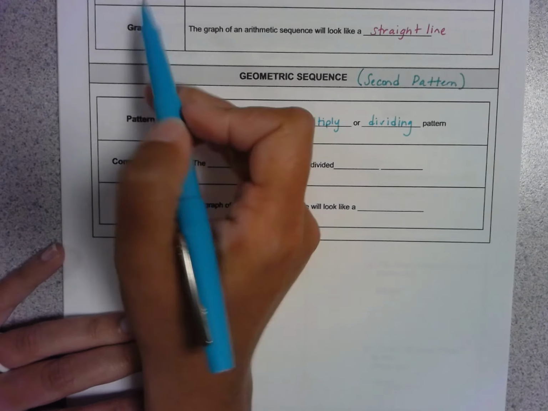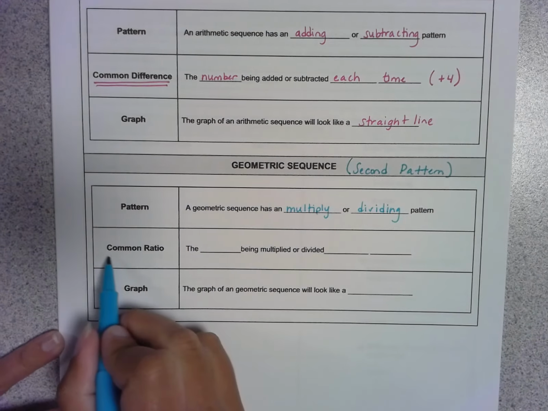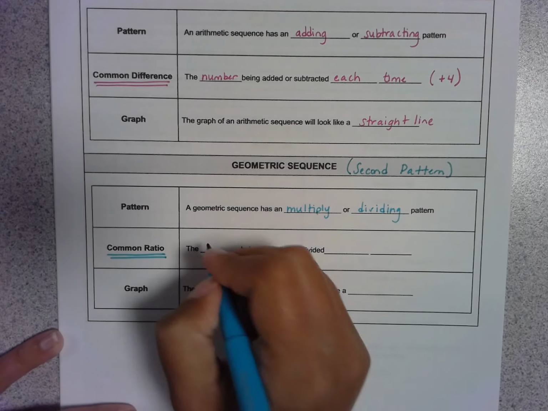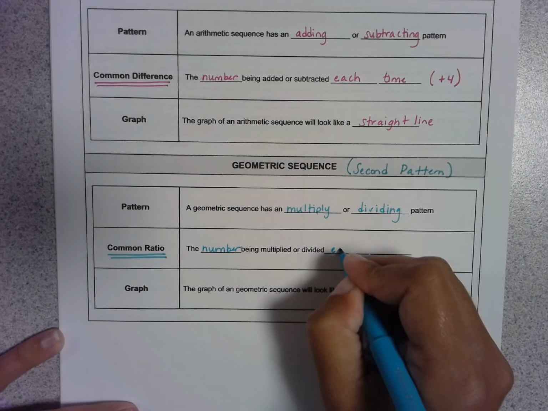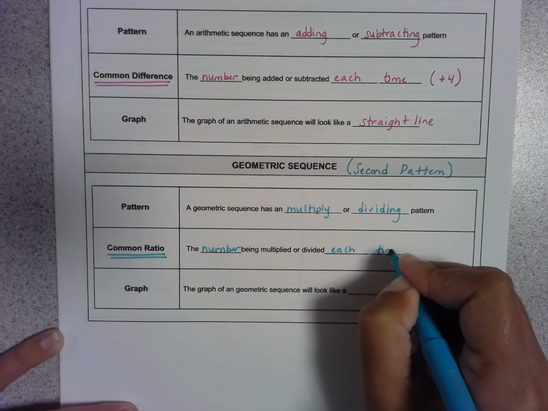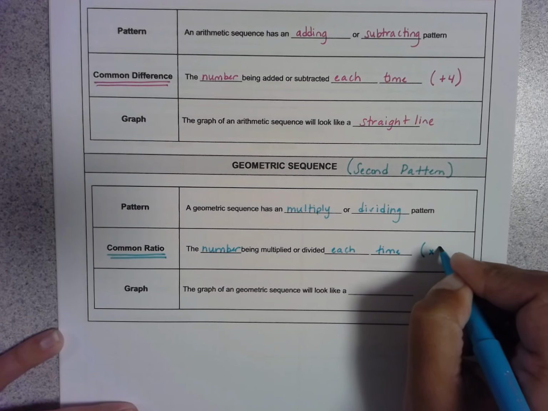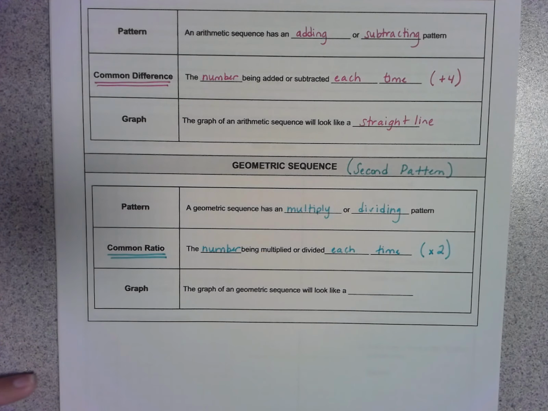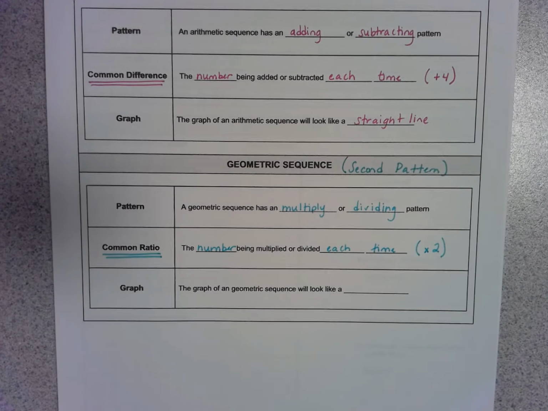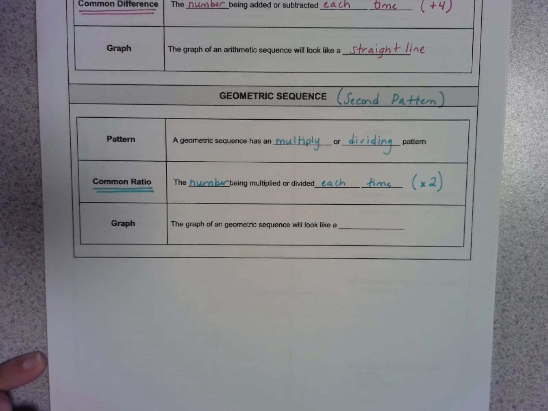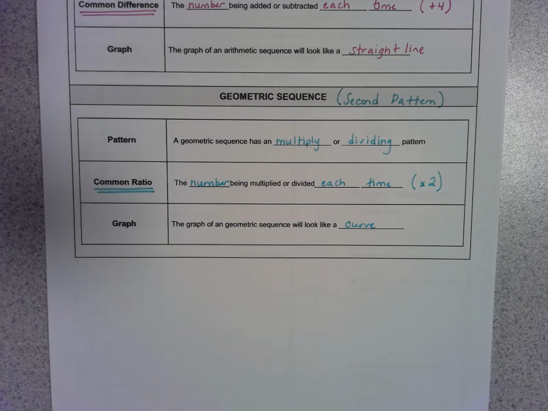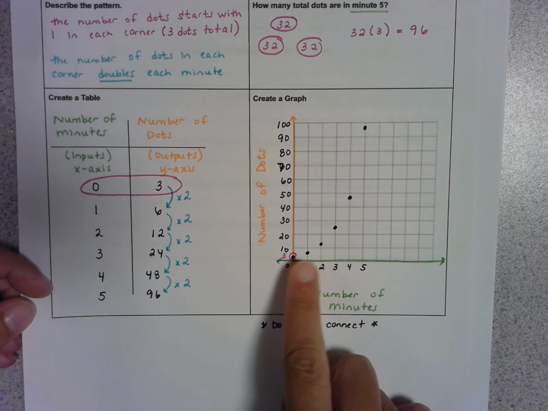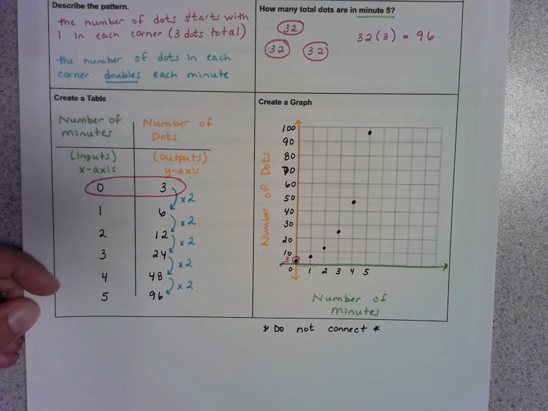This kind of pattern does not have a common difference. It has what we call a common ratio, which is the number being multiplied or divided each time. In the example we looked at today, we would say that the common ratio is times 2. The graph of a geometric sequence will look like a curve. So if you looked at this graph, you'll notice the points do not line up in a straight line. They make a curved shape on the graph.